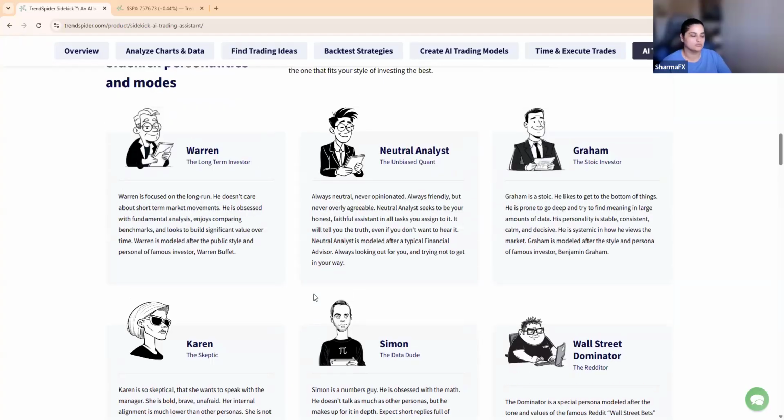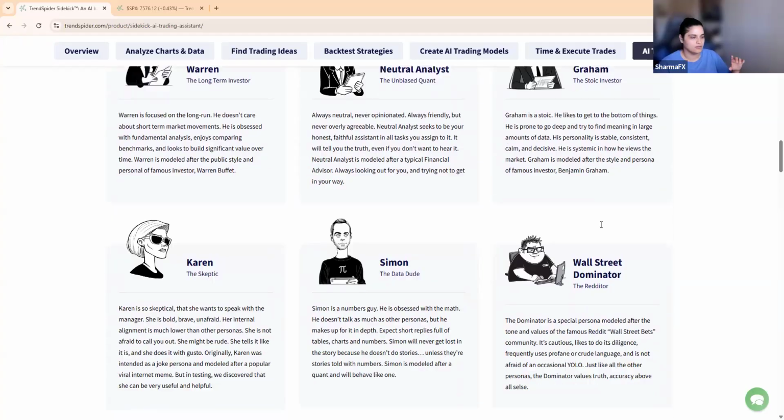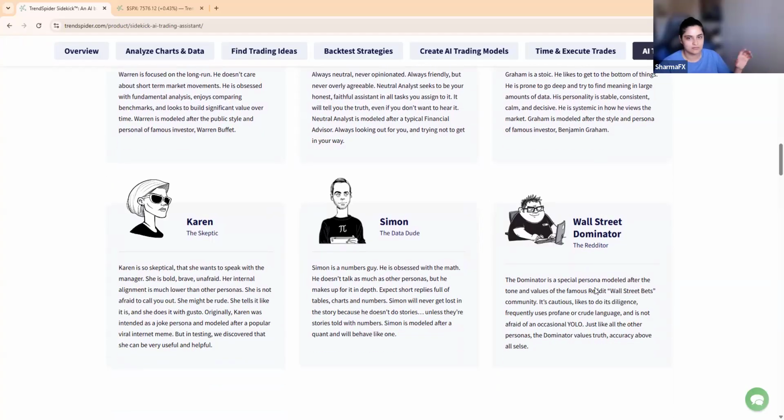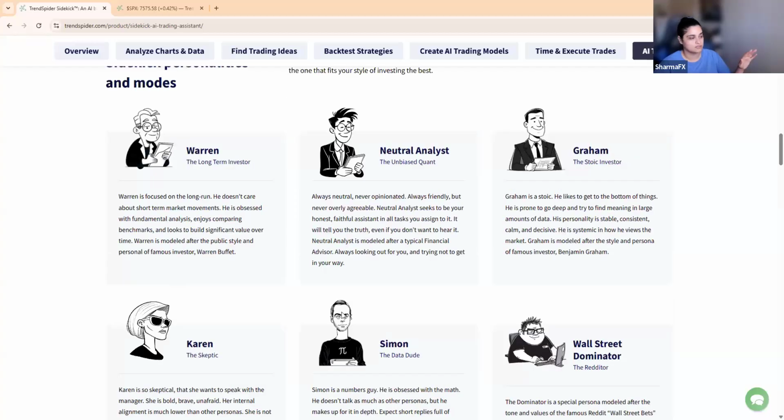I also use the neutral analyst sometimes, which is the closest to a financial advisor type of personality that you're going to get. But for the rest, depending on whether you're a long-term investor, or you want to trade more like Benjamin Graham, or the Wall Street dominator, like the WallStreetBets type of behavior, you can use any of these other ones. And same thing with Karen here. I like to just stick to these two.